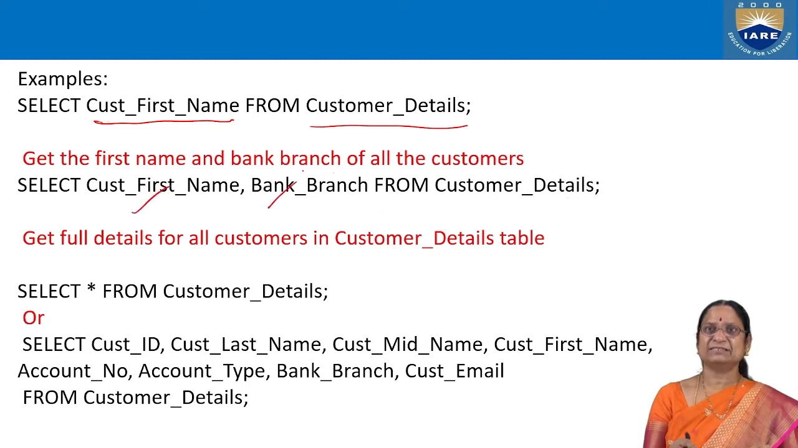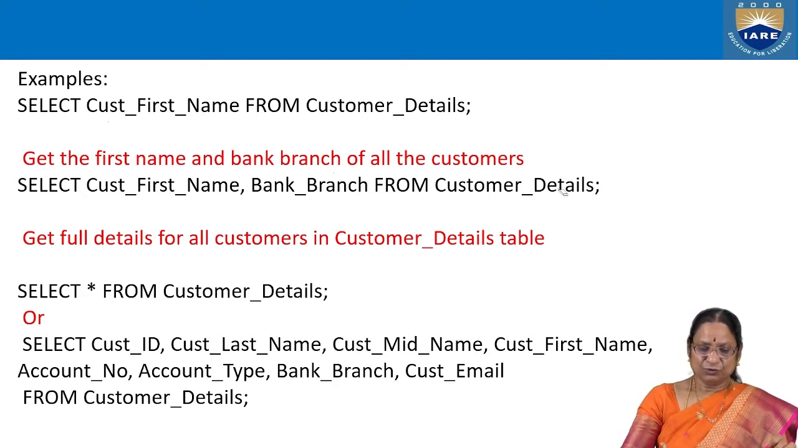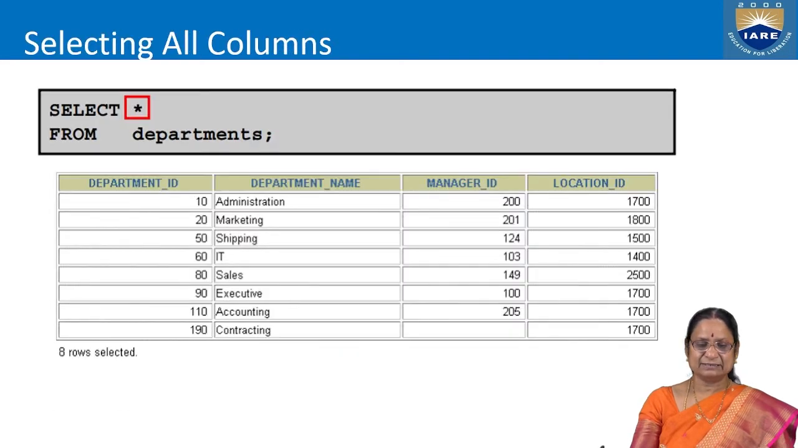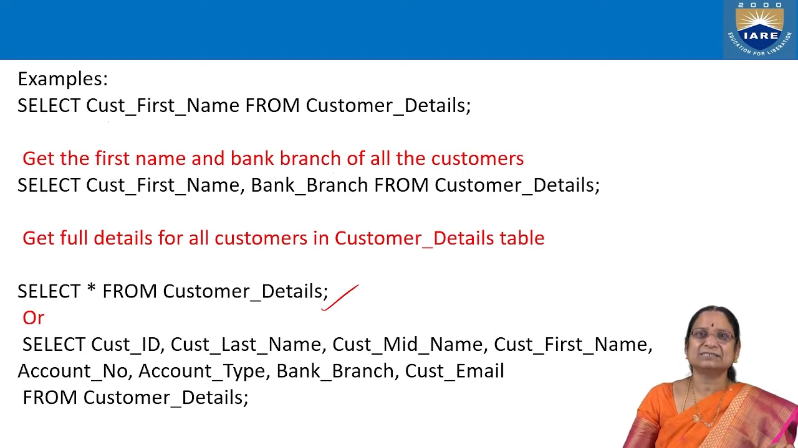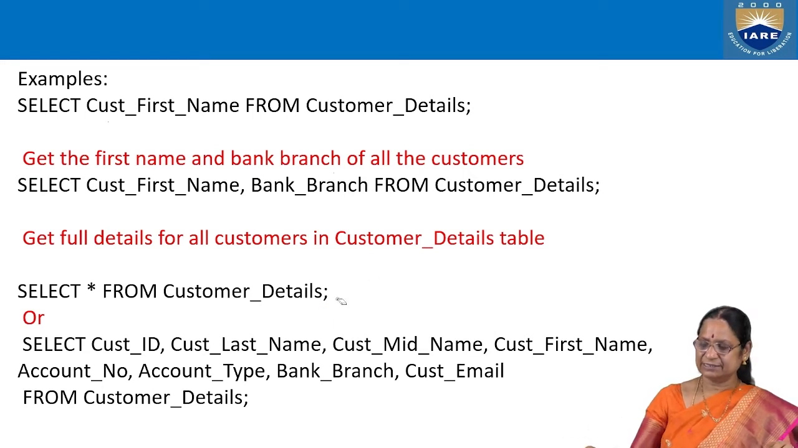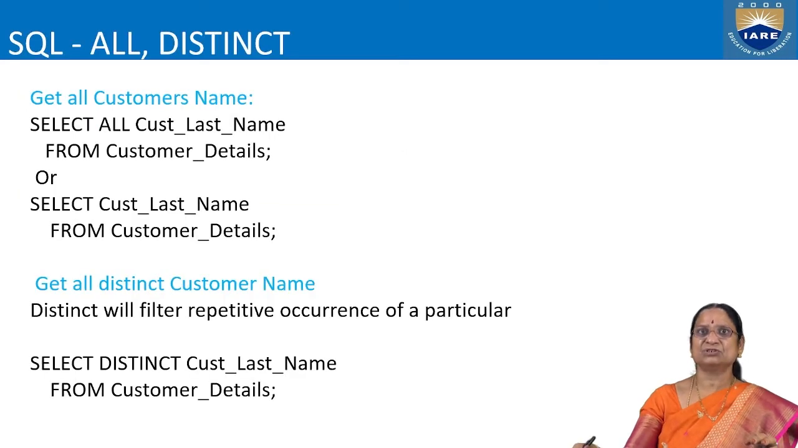Two attributes are going to be displayed, similar to what we discussed previously with the departments table, now with the customer details table. To get full details of all customers, you can use a star like we have done previously: SELECT star FROM customer details. Or you can give the list of attribute names directly, which of course is a laborious process. Star indicates all. Both are one and the same. Right? So if I want to retrieve a few columns, meaning named columns, customized columns, meaning which columns are required.